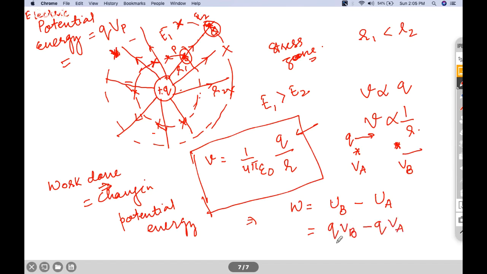UB would be equal to Q into VB minus Q into VA. What is Q? Q is the charge which is getting transferred from one place to another. Q is not the charge which is creating potential energy. Try to understand once again. Q in this formula is not the charge which is creating potential at A and B. Q is the charge which is getting transferred from A to B. Some other charges are creating potential at points A and B. That is why I am calculating VA and VB. So W would be equal to Q multiplied by VB minus VA.